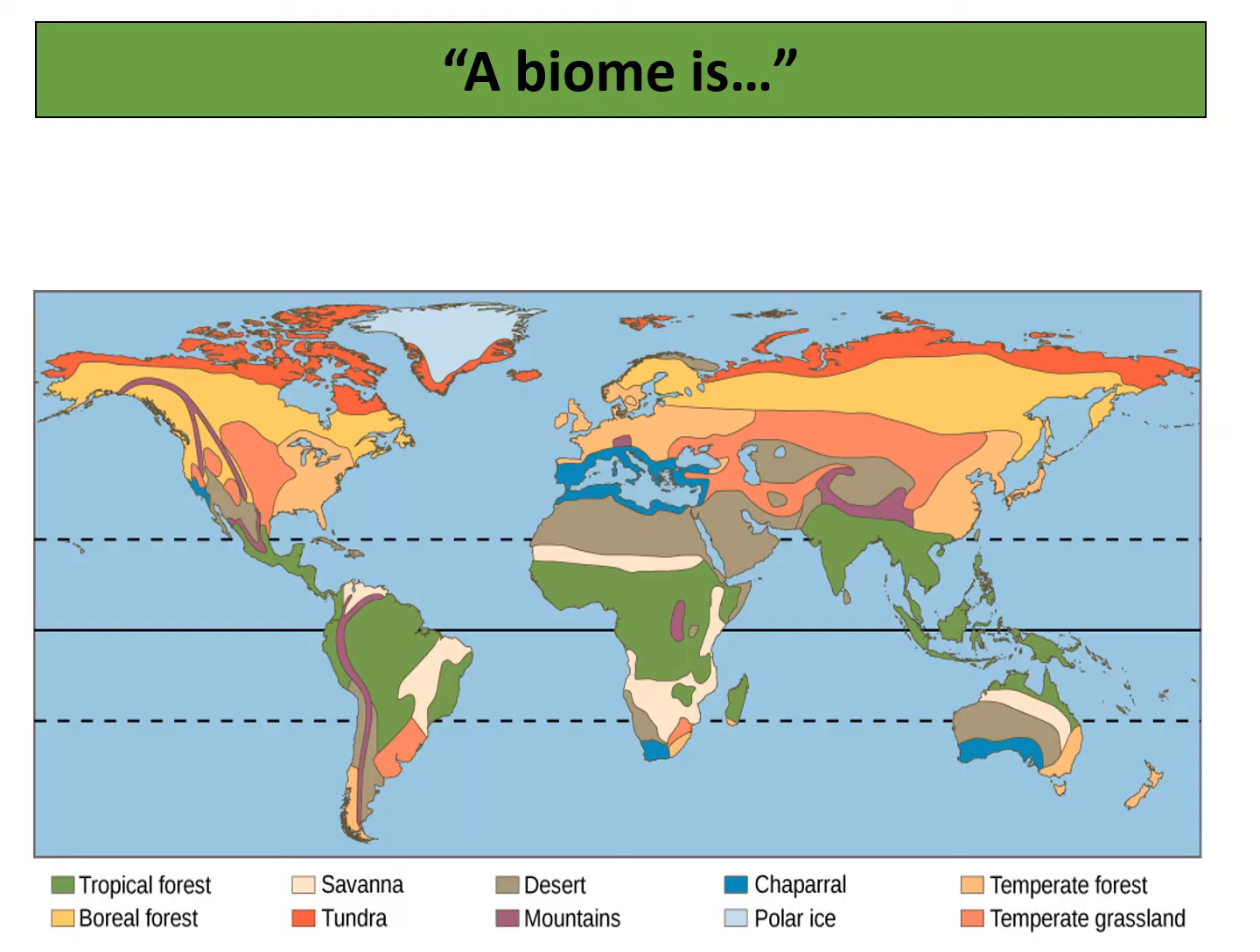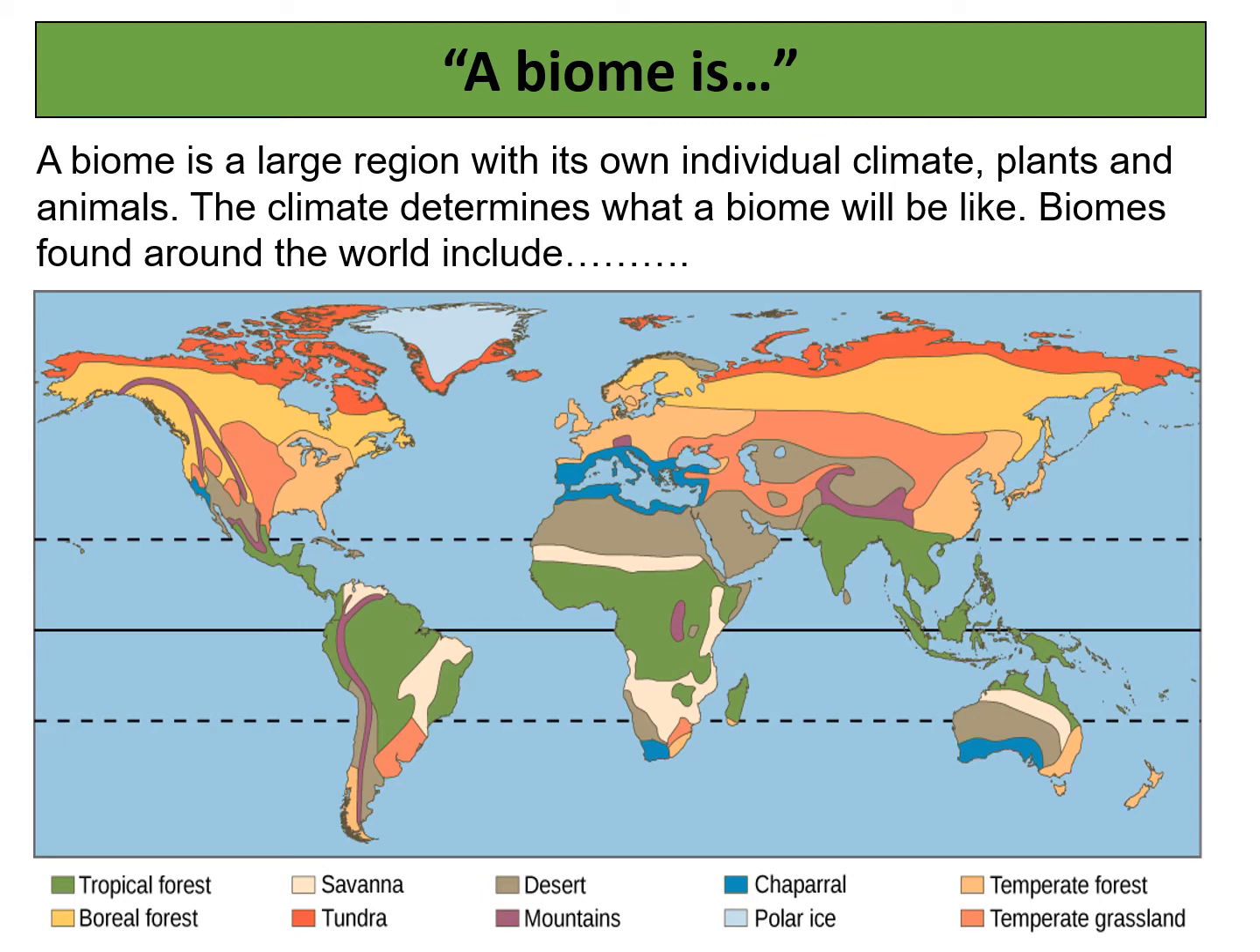So what is a biome? A biome is a large region with its own individual climate, plants, and animals. And the climate determines what the biome will be like. So if we were looking at 4 biomes, I'm going to focus on the tropical rainforest. So we have the tropical rainforest, which we can see here.